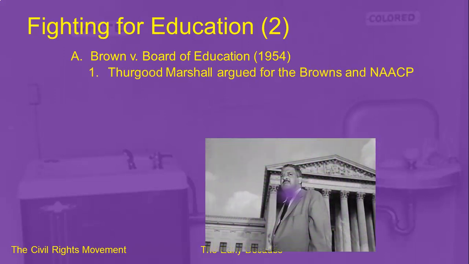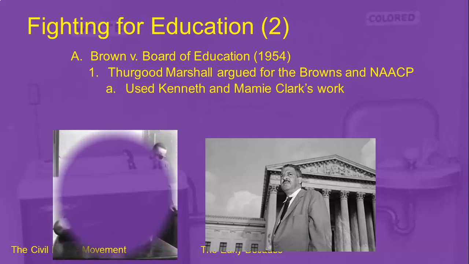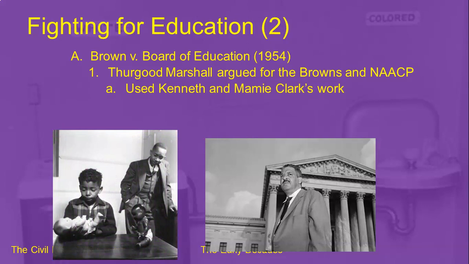Okay? One of the people working with the NAACP is this man, Thurgood Marshall. Thurgood Marshall was the lawyer for the Browns and the NAACP in this case. Thurgood Marshall was in charge of the education program of the NAACP, but he was also a lawyer. In the Supreme Court hearing, he used the studies conducted by Kenneth and Mamie Clark. They were sociologists, and they did these experiments.